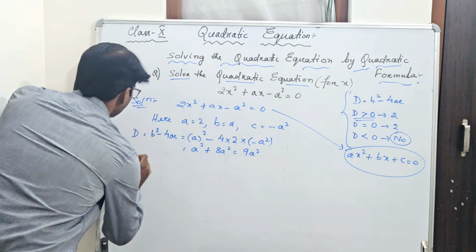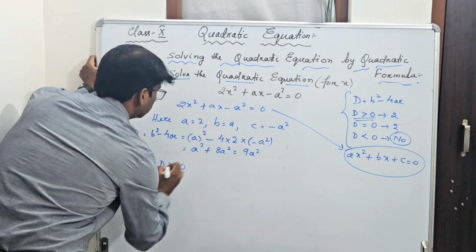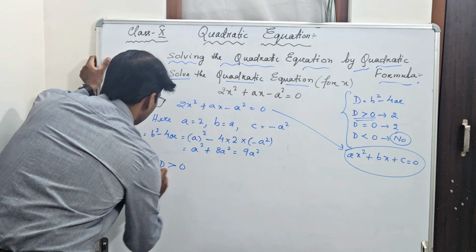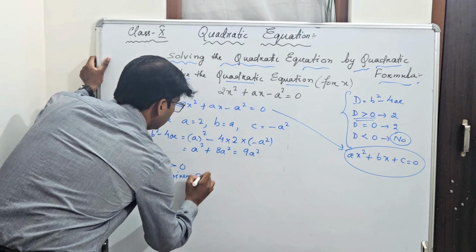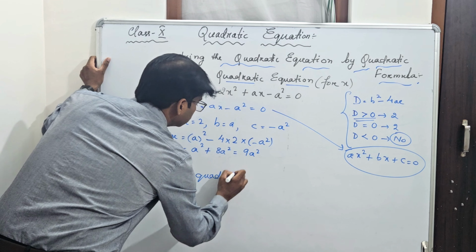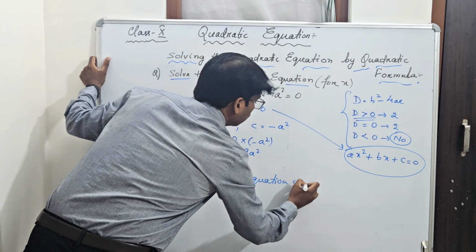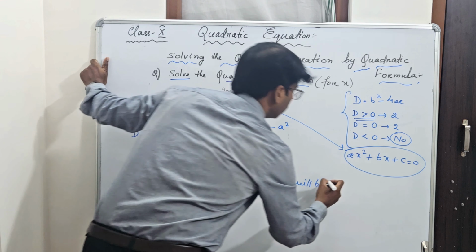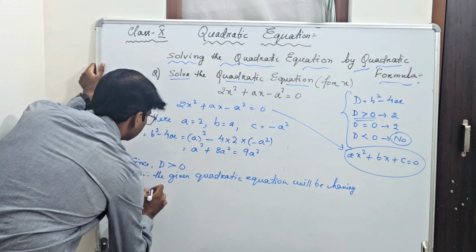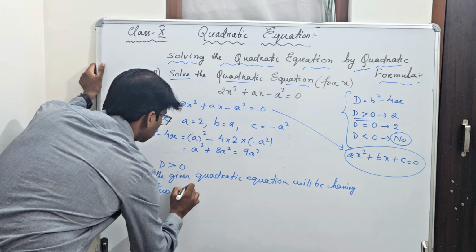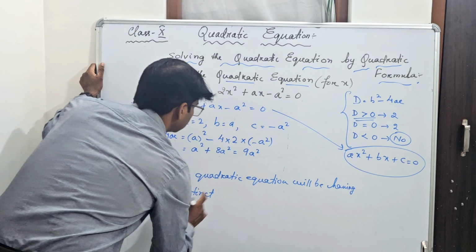So we'll be writing here, since D is greater than 0, therefore I can write here the given quadratic equation will be having two distinct zeros, two distinct real zeros or real roots, we can say.